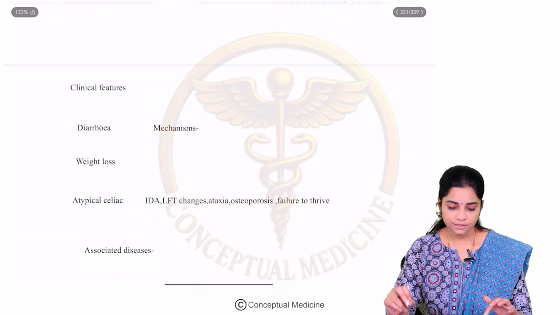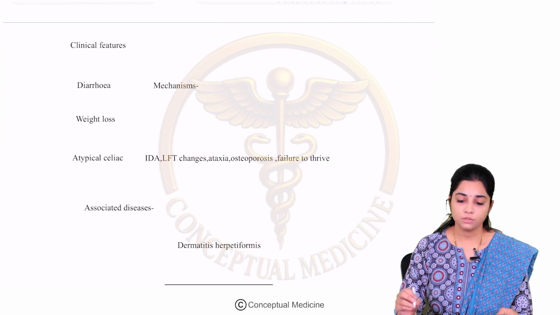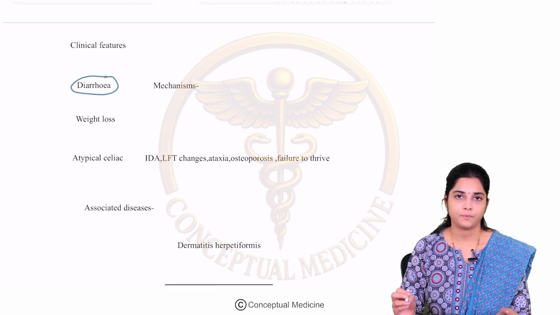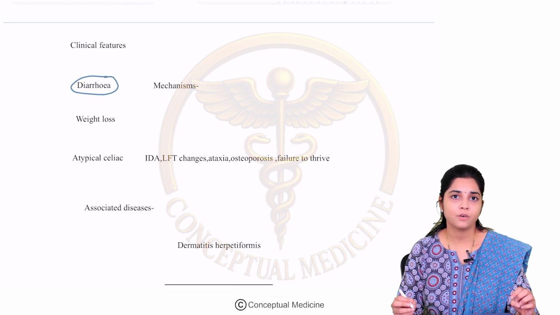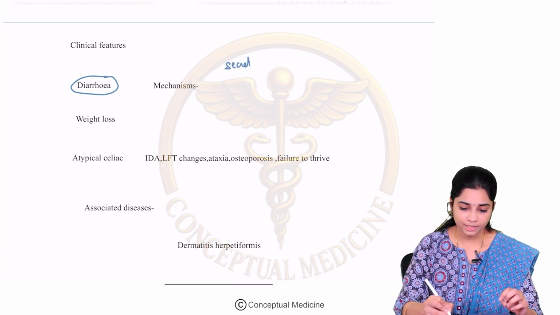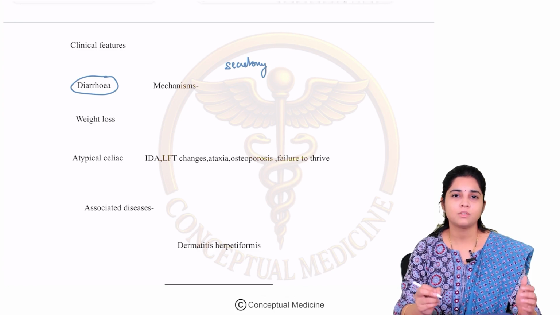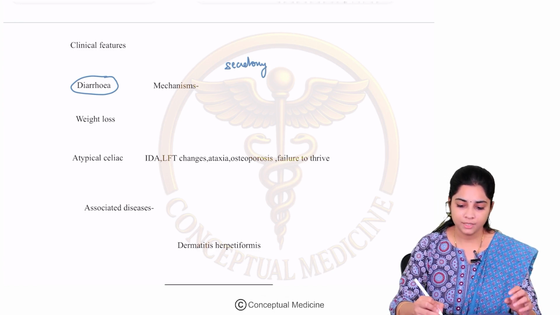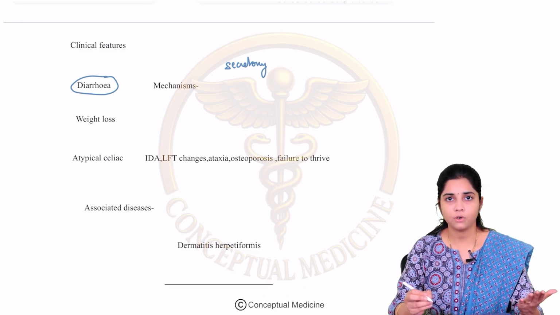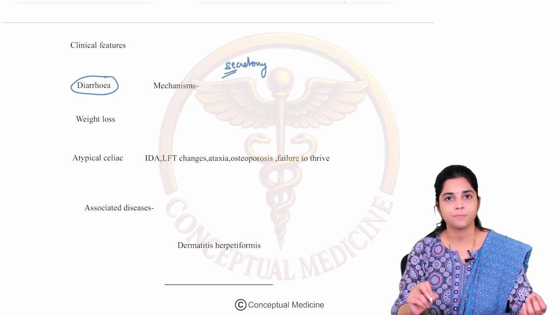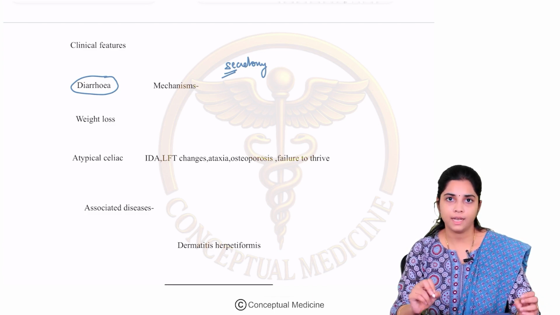Now, let us look at the clinical features. The most common clinical feature is diarrhea. What are the mechanisms for diarrhea? Most importantly, there can be a secretory diarrhea, mainly because excess gluten causes epithelial activation. All of the intestinal lining is activated and there is excessive secretion. So, there can be a secretory diarrhea in celiac disease.